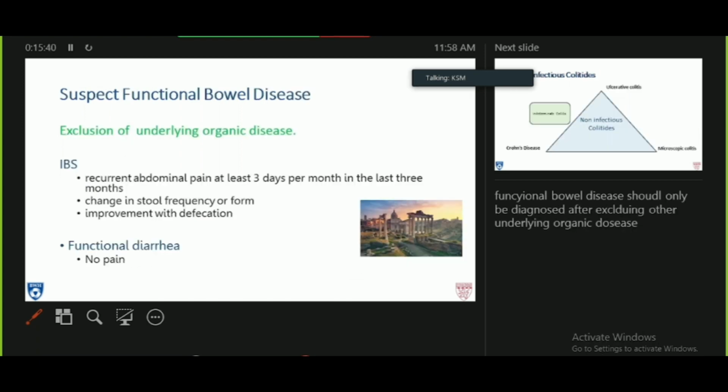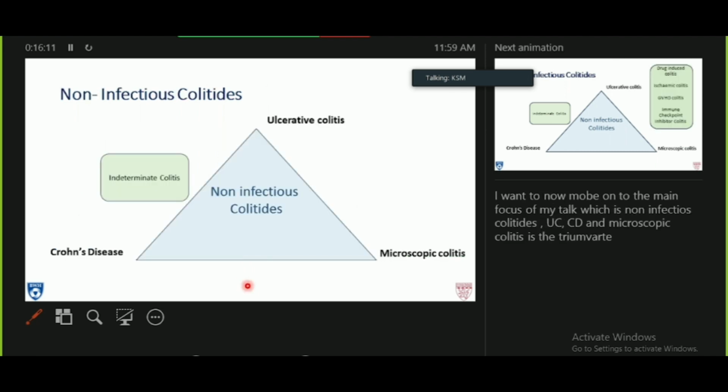We only say someone has functional bowel disease if we've excluded the underlying organic disease. IBS, based on the Rome criteria, is a diagnosis that's made if someone has recurrent abdominal pain for 3 days a month in the last 3 months, with a change in their stool frequency or form, but the symptoms do improve with defecation. Functional diarrhea is when they have the first two symptoms, but they do not have symptoms of abdominal pain.